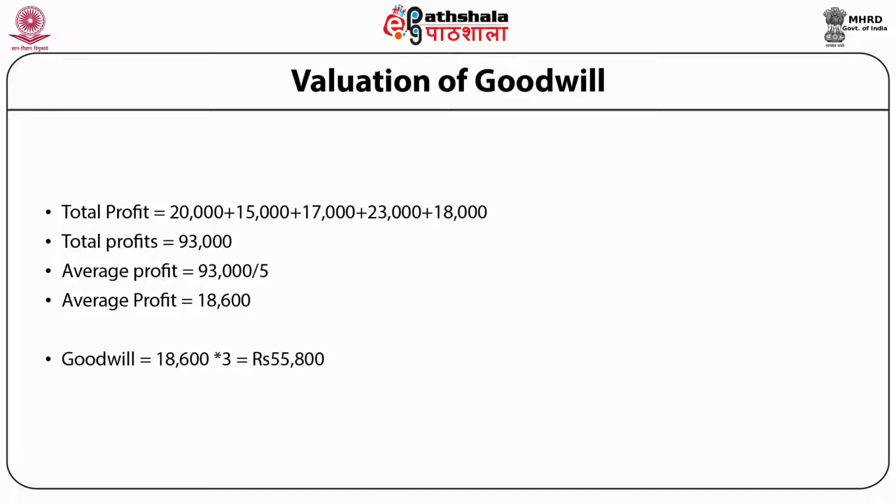So it is clear from the example that the value of goodwill is calculated with the help of average profit and number of years purchase. And how is average profit calculated? It is calculated with the help of total profit and dividing that total profit by the number of years given.